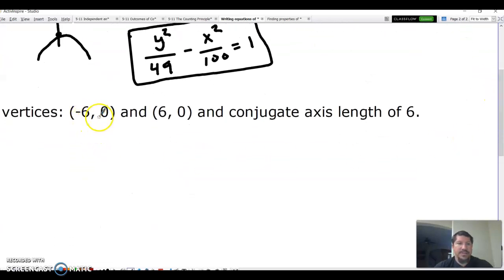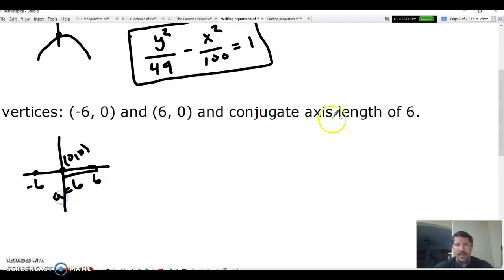Okay, so now negative 6, 0, and 6, 0. If I sketch that real quick, negative 6, 0 is over here, 6, 0 is over here. Halfway between those is the origin. Center is at 0, 0. That distance is 6, which is our A. It says conjugate axis length is 6, so 2b is equal to 6, which means b is equal to 3.